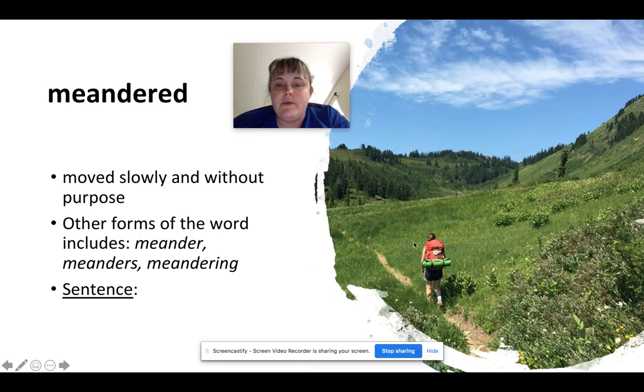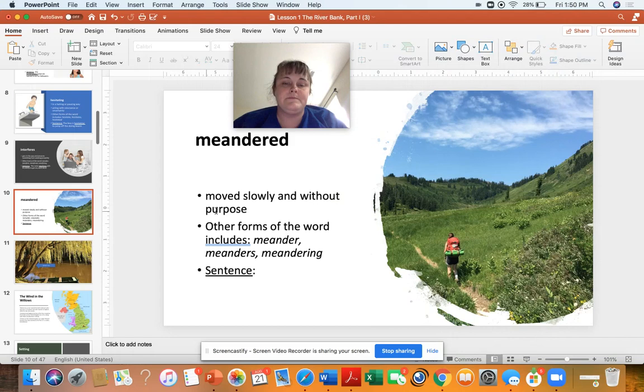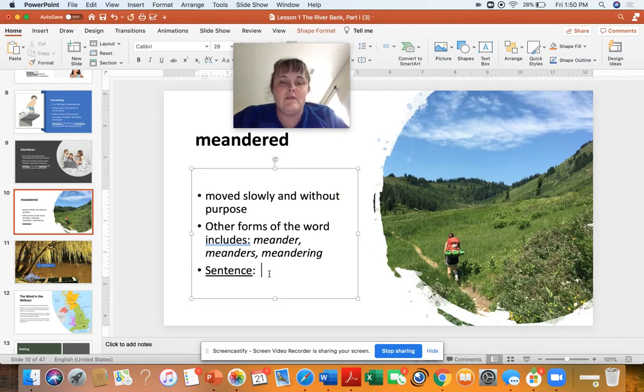Okay, so this lady right here, she's got a backpack on. Looks like she's out in the wilderness. She might meander through the woodlands on a hike. She meanders during the day, or she might be meandering through the woods. So, moved slowly and without purpose. That's what my cats do at home. They meander around, following us from one place to the next.